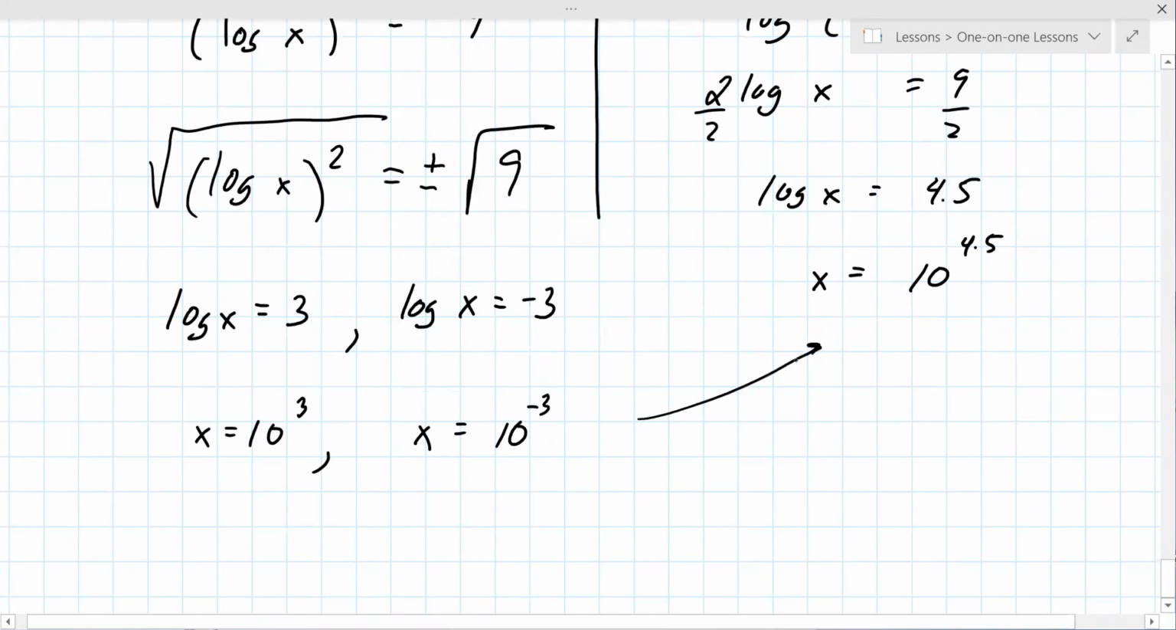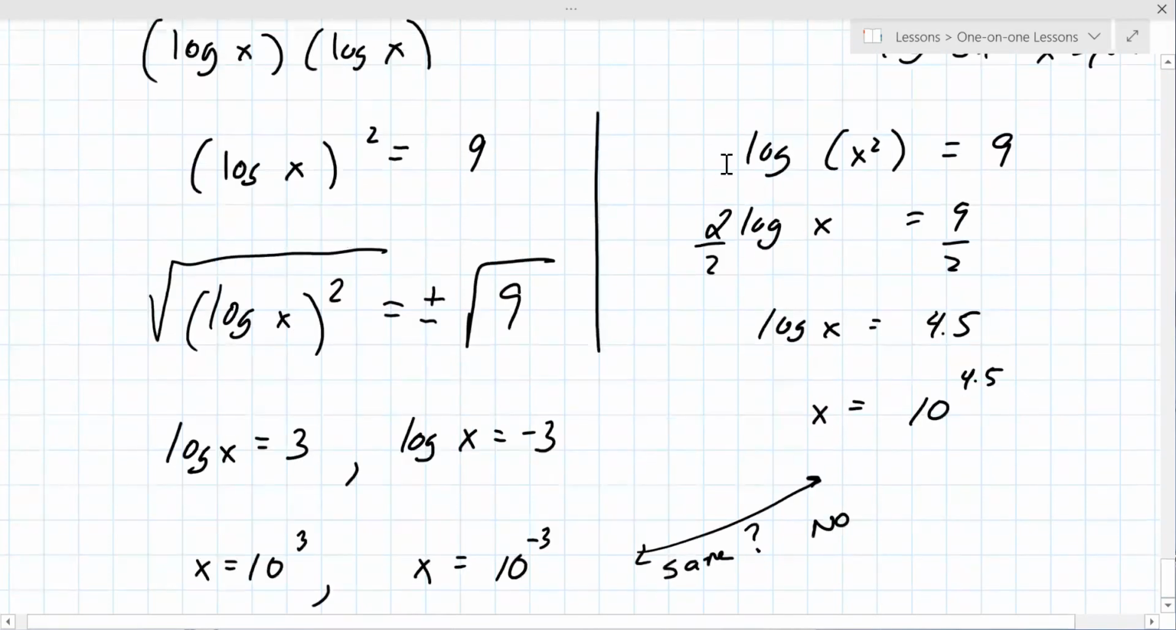Are these the same? No. Nope. So this isn't a proof, but it's an example to show you that this is not the same up here. These are very different, and you have to just be careful what it is.